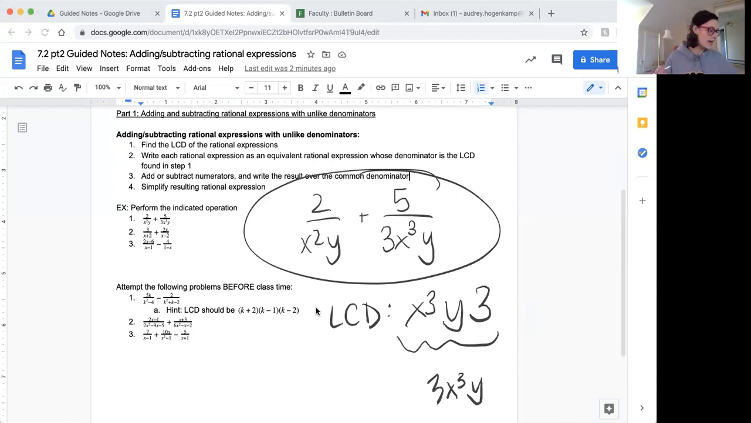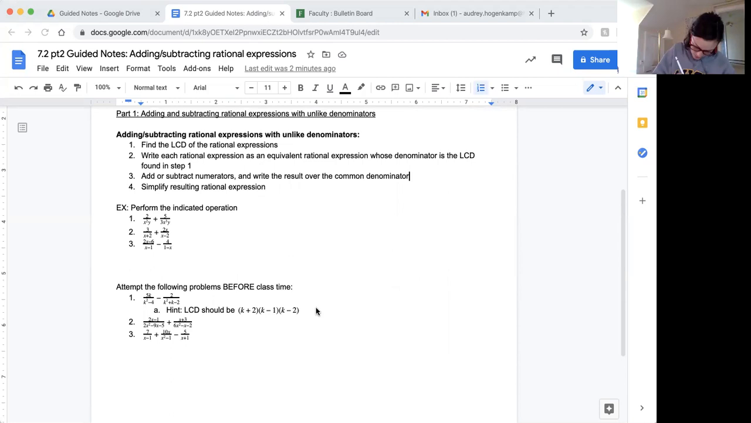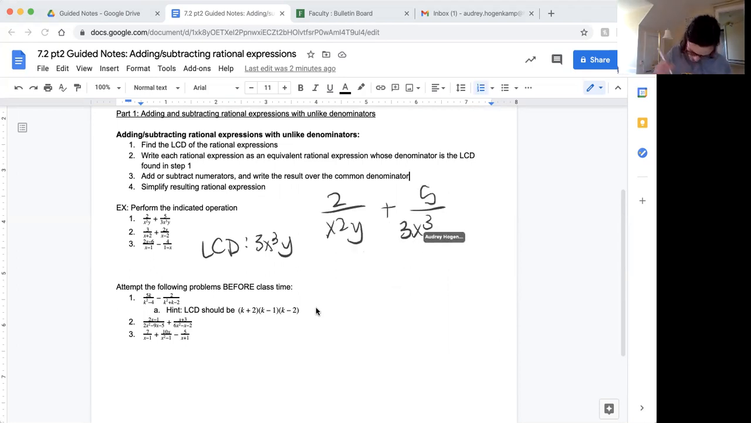And so what you do is you multiply your numerator by what is missing, okay? So what is missing to get your denominator to the least common denominator? So I'm going to rewrite this. We have LCD was 3x cubed y, and our fractions are 2 over x squared y plus 5 over 3x cubed y. So our second fraction is already over our common denominator, right? 3x cubed y. So we are going to leave this as 5 over 3x cubed y.